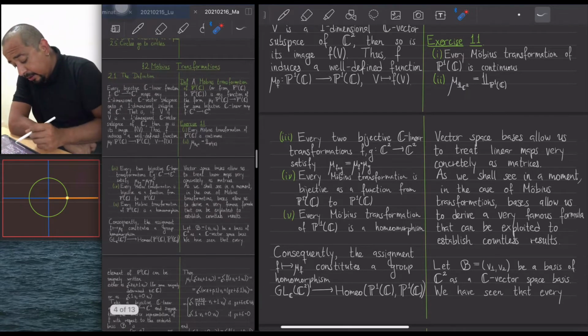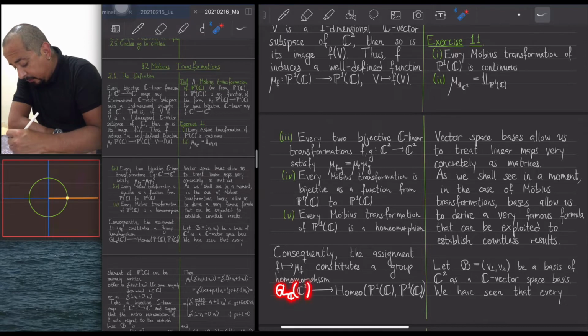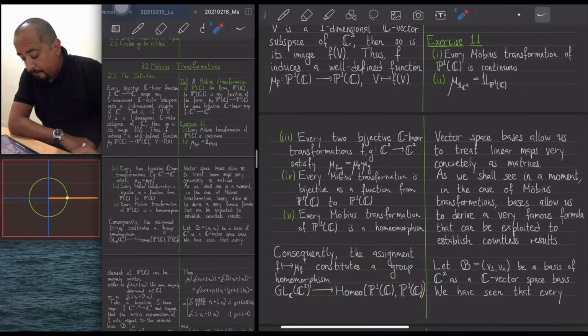Okay, but then we can summarize this by saying that the assignment that to each bijective C-linear function from C squared to C squared associates the corresponding Möbius transformation. This assignment is a group homomorphism from the group of invertible C-linear maps from C squared to itself to the group of self-homeomorphisms of P1C.